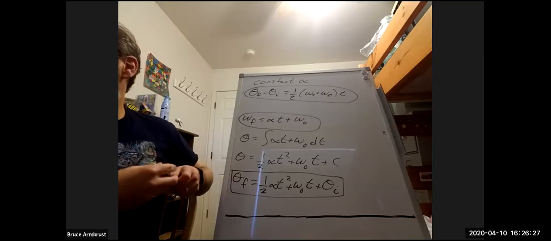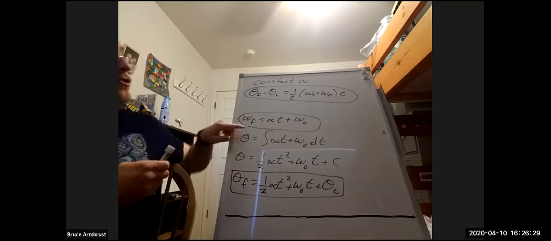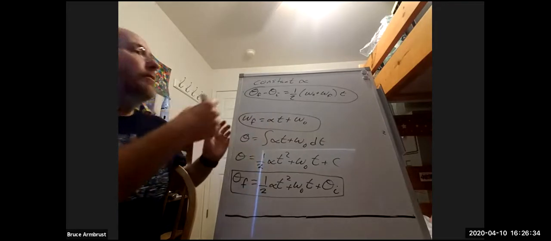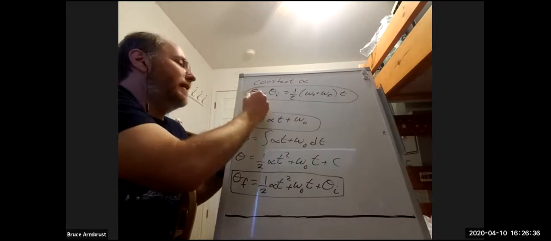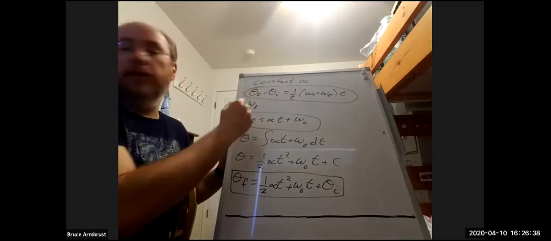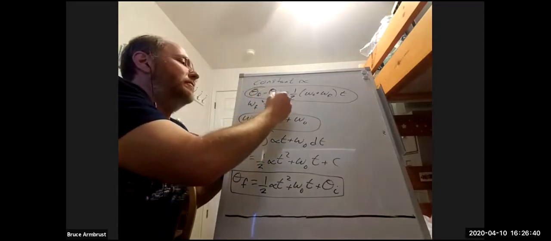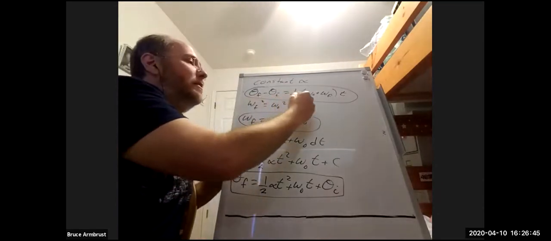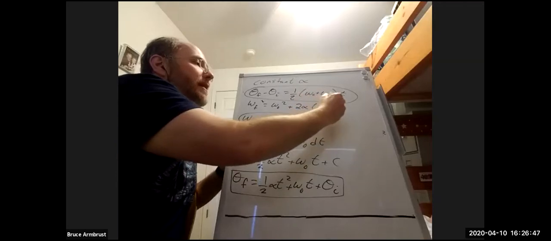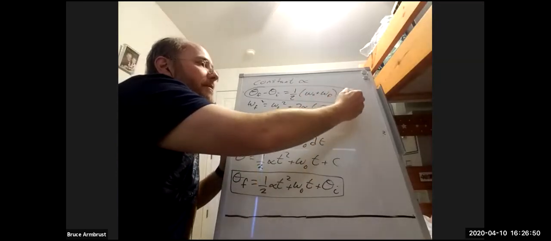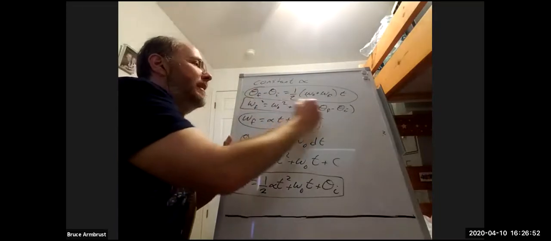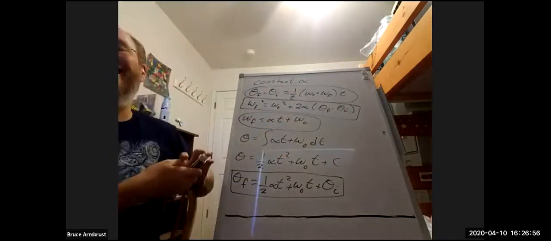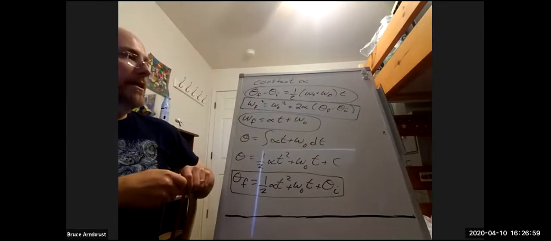Well, you could also eliminate t. So if we solved this for t and plugged it into the second one, what we end up getting as a final one would be that omega final squared is equal to omega naught squared plus 2 alpha times theta final minus theta initial. Sometimes you'll see that one with a delta theta. You probably had a delta x for the ones that were linear.